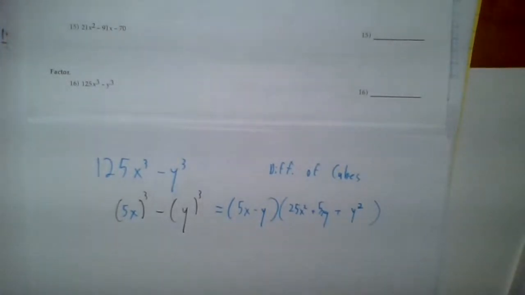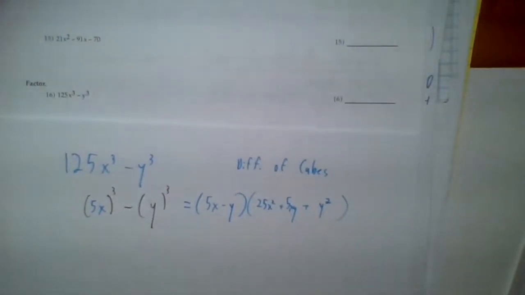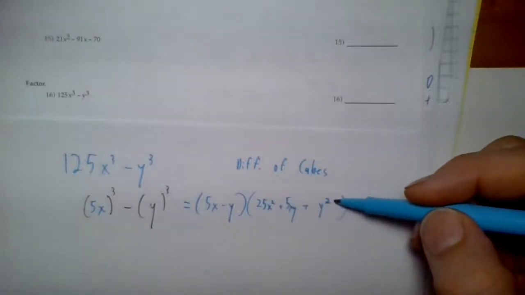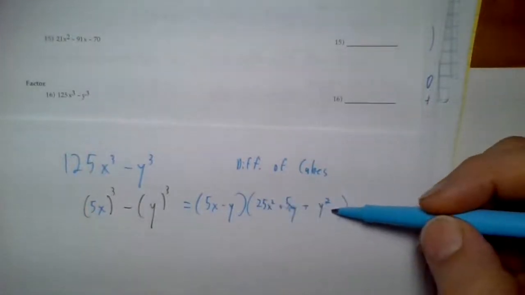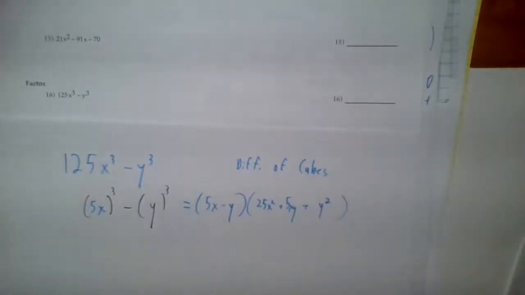So I got 5x minus y, and 25x squared plus 5xy plus y squared. And maybe you know this by experience from now. I got exponents left, but this thing's going to be prime. It's not going to factor any further because of the pattern with the numbers here. There's nothing that works for that. So it looks like it might factor, but it doesn't. So that's the final, completely factored form.